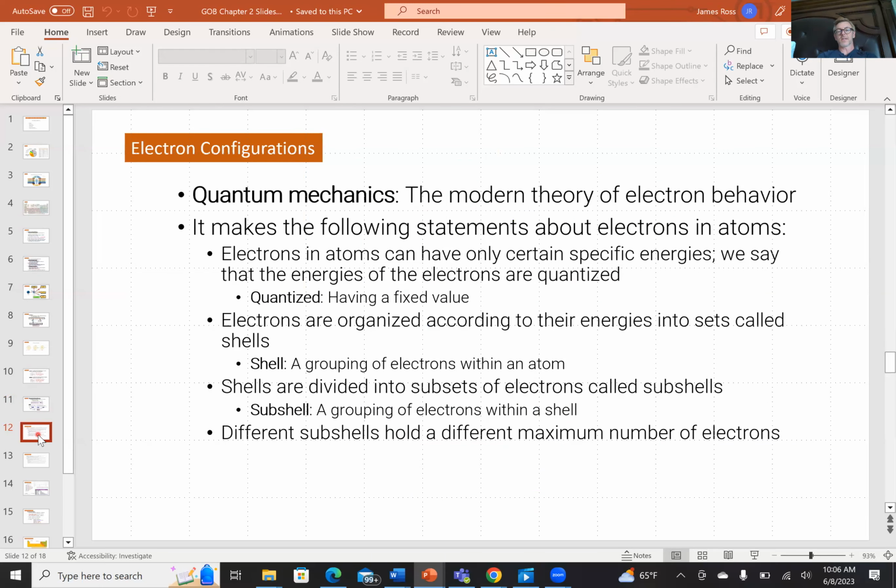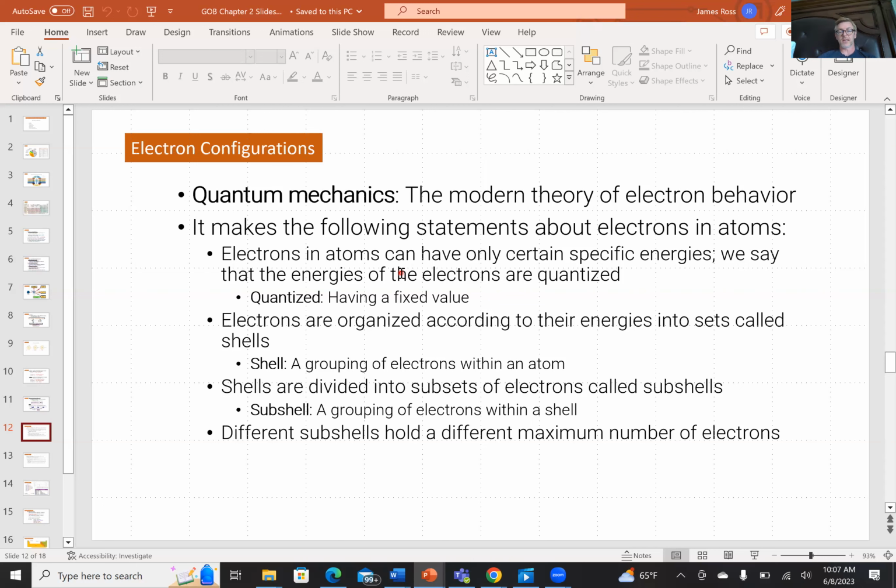Electron configurations. So we're going to shift now away from classical ideas to quantum ideas. Quantum mechanics is needed for a modern theory of electron behavior. Essentially, we know what's in an atom now: electrons, protons, neutrons. We're going to ignore the protons and neutrons and just look at the electrons. But the electrons are quantum mechanical objects, and we have to think quantum mechanically.